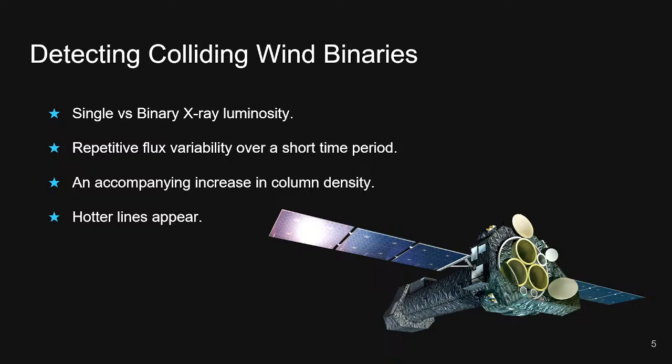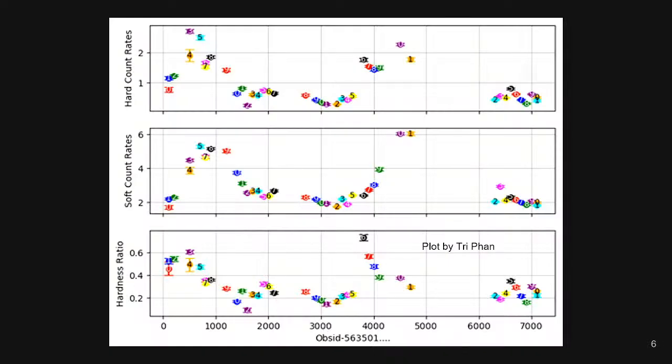Some common characteristics of these are a varying flux, because as the stars approach periastron, there are simply more interactions. You can also have a varying column density, because there's more absorption as the winds from the shock front are facing the observer. And in the lines, you see hotter, more energetic lines showing up in your emission, because the winds are colliding at very energetic states.